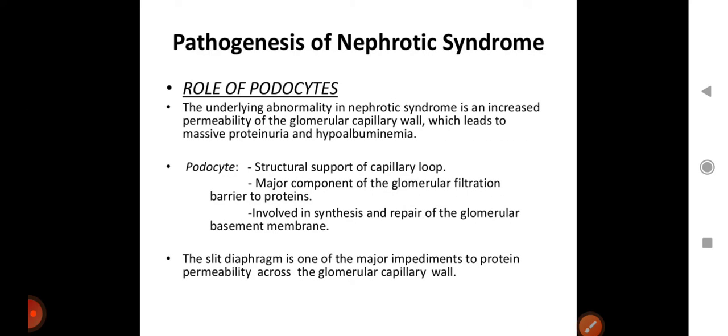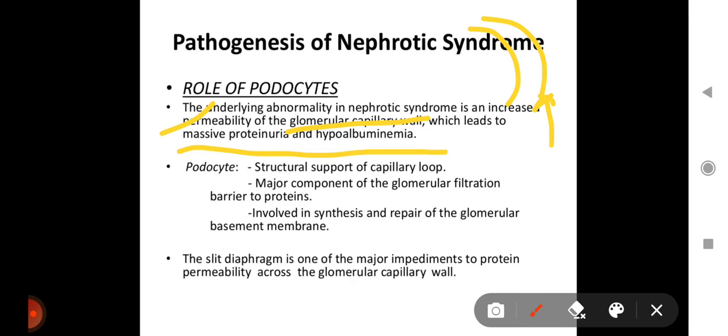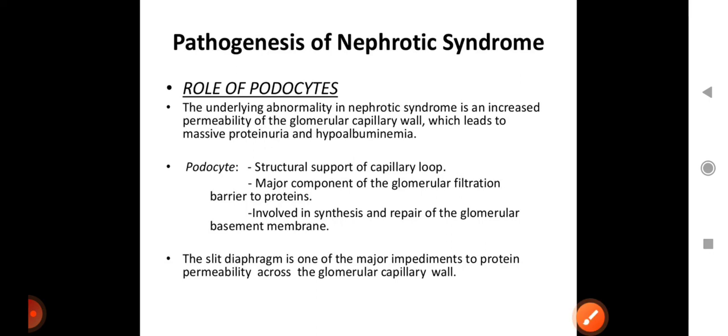Now pathogenesis of nephrotic syndrome, this we will see in a bit more detail. What is the role of podocytes? The role of podocyte is very important in the pathogenesis of nephrotic syndrome. The underlying abnormality in nephrotic is an increased permeability. The permeability of the glomerular capillary wall increases in nephrotic, which leads to massive proteinuria and hypoalbuminemia. Like this is the glomerular wall, and if the permeability increases, then it leads to loss of protein in urine, which leads to massive proteinuria and hypoalbuminemia.